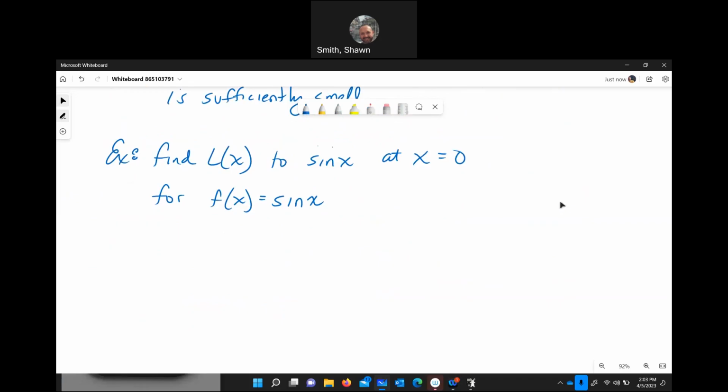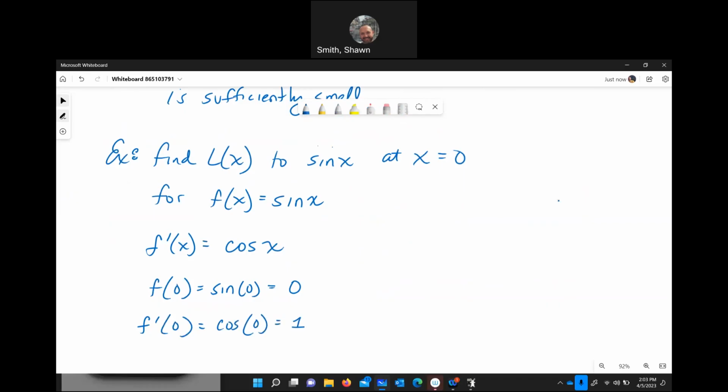So if I choose angles that are very close to 0, I can use this approximation and calculate their trig function value instead of having to do opposite over hypotenuse and use a calculator and draw the right triangle. This is really a quick way to evaluate. So first, f prime of x is the derivative of sine, which is cosine. Now I plug in 0. F of 0, sine of 0, is 0. F prime at 0, cosine of 0, is 1.